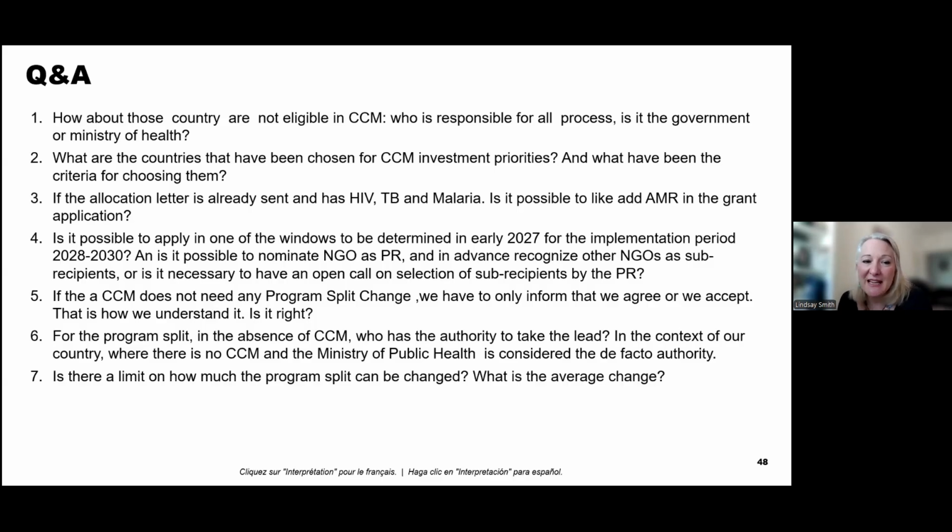Question 3, if the allocation letter is already sent and has HIV, TB, and malaria, is it possible to add AMR in the grant application? I must admit, I don't know what AMR is. So are there any grant management colleagues who understand that acronym and would be able to come on screen to respond to this question?